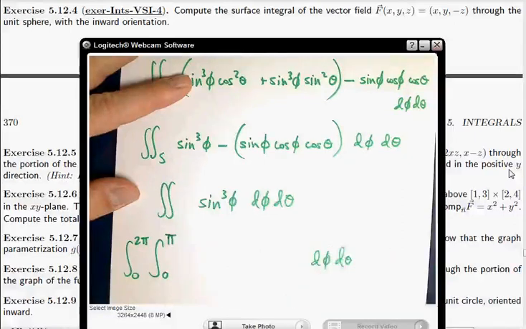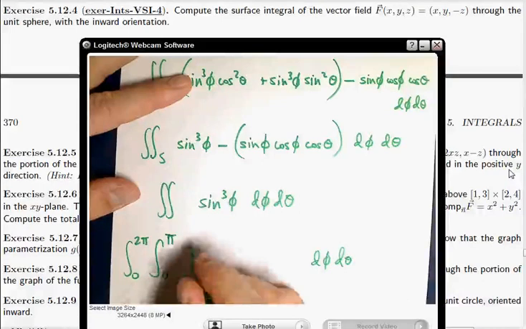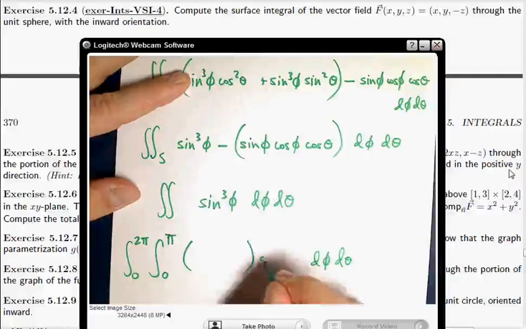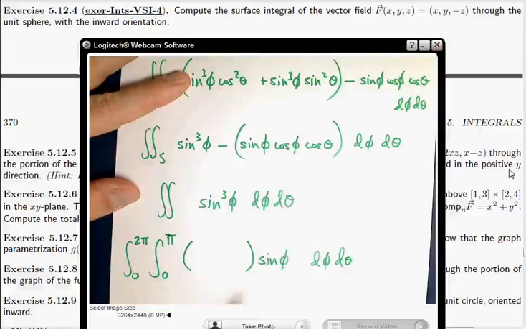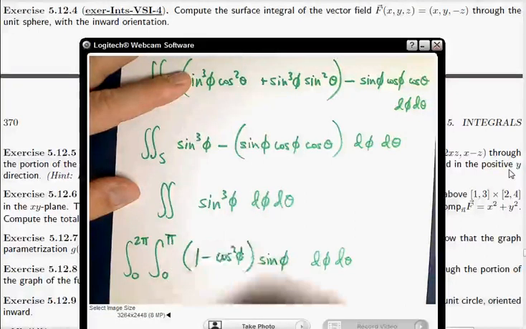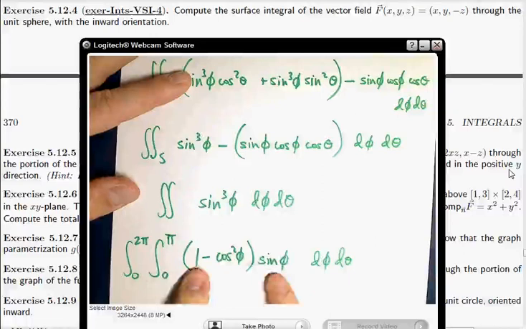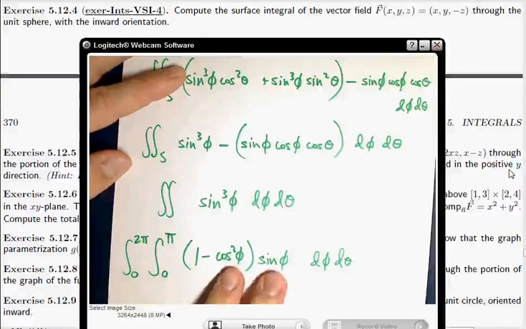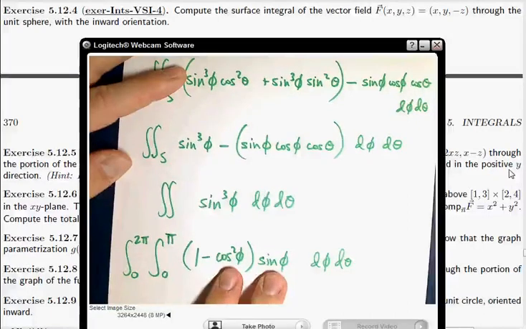We're going to rewrite the integrand sine cubed phi as sine squared phi times sine phi. I'm going to rewrite sine squared as 1 minus cosine squared phi. And now what you get is two terms. You have an integral of sine phi, that's easy. And then you have an integral of cosine squared phi sine phi, and you can do a u substitution with u equal to cosine phi. And then compute that one.